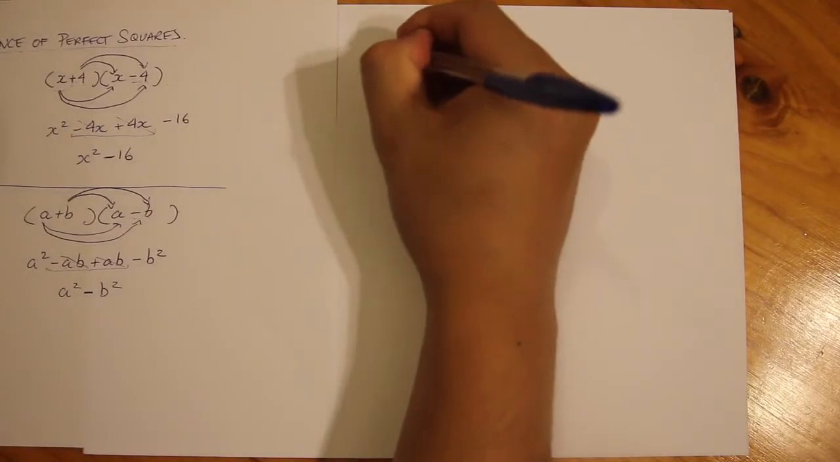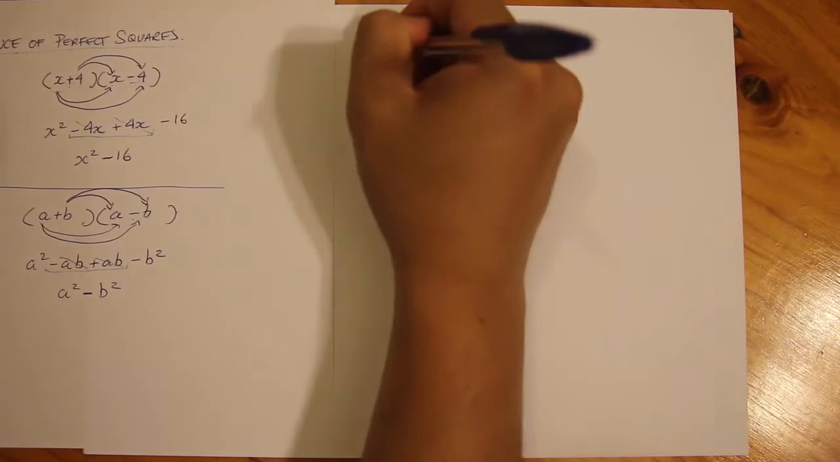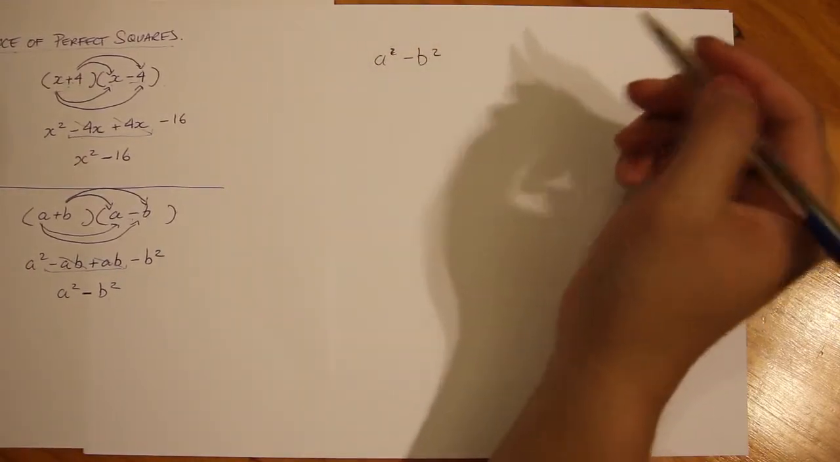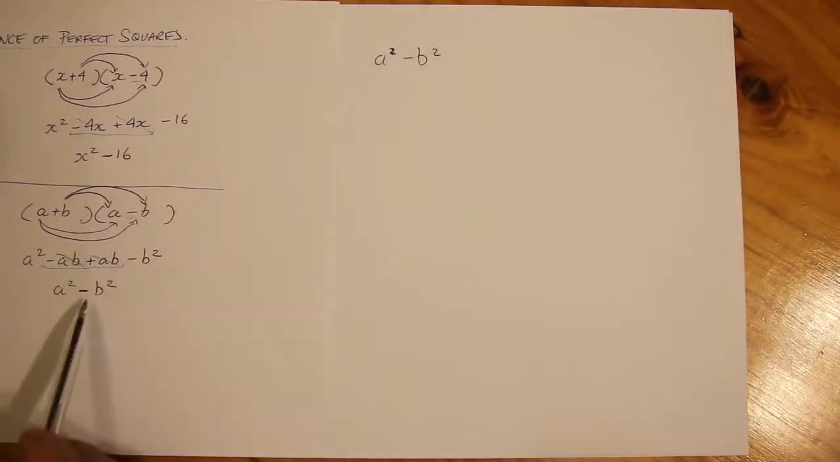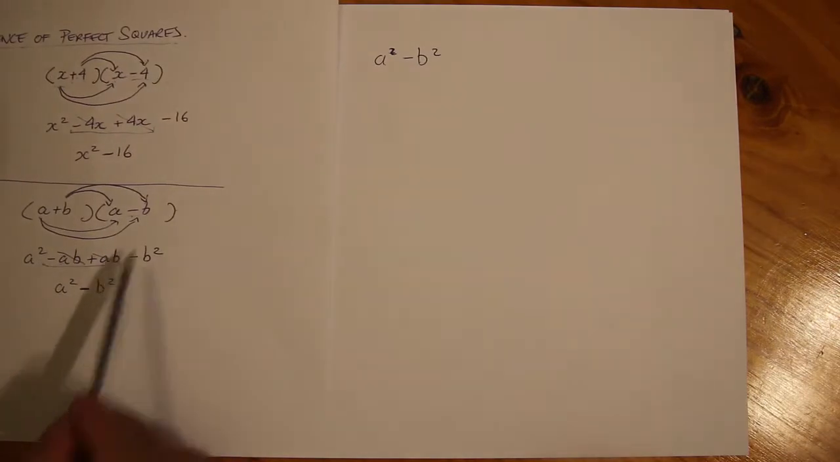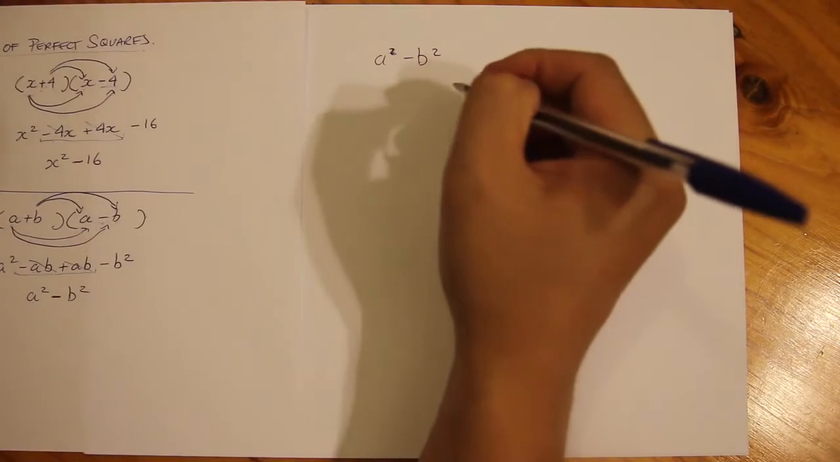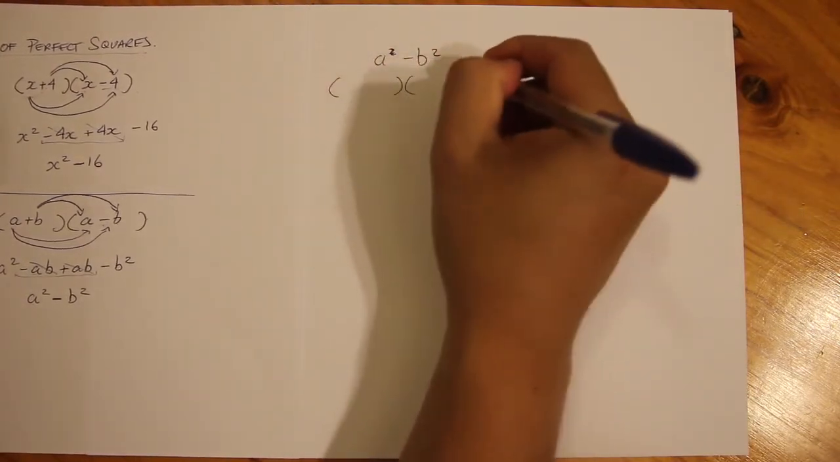So a squared minus b squared. So there's your two terms. This is going to be, I guess, the set structure or the formula which we're looking at. And we're going to go from here back to this. Okay? So when you're factorizing difference of perfect squares, it is very easy.